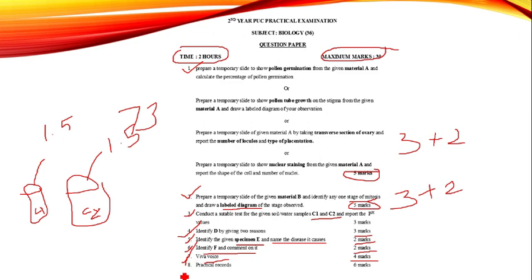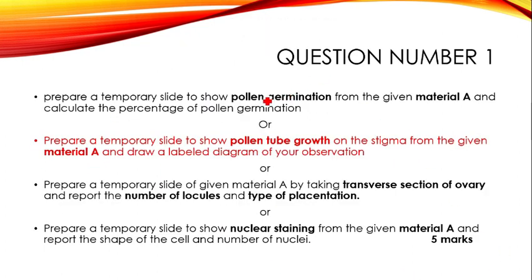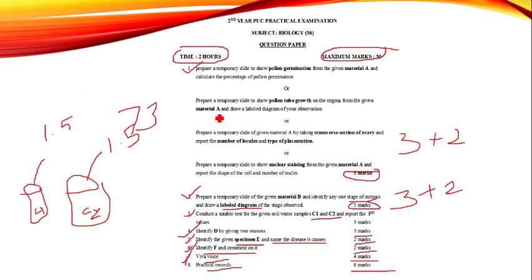Next, the 8th question, practical records. They will give 6 marks for your practical record. What I will do is explain these questions one by one in detail. Don't skip the video, listen to it carefully. It will help you to get 30 out of 30 marks.